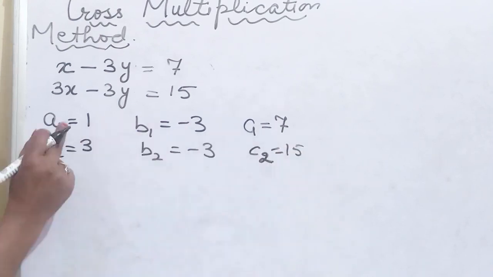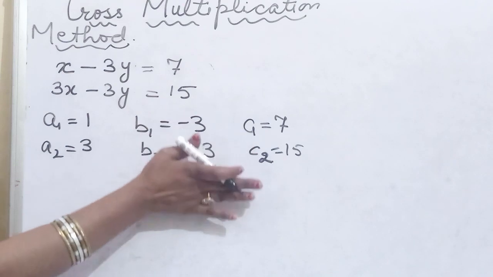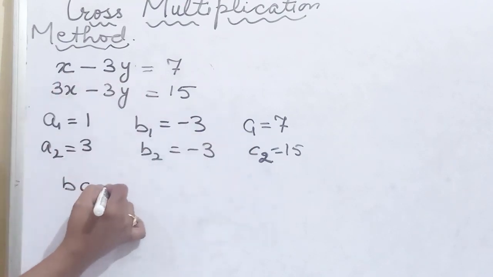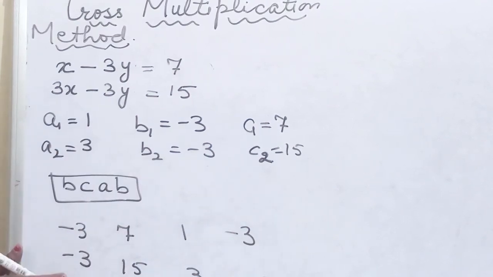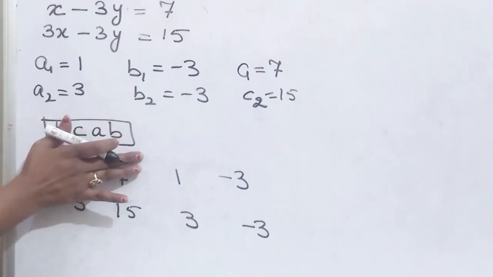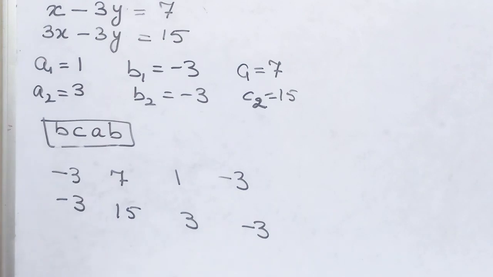So after getting the values of A1, B1, C1, A2, B2, C2, what do I have to do? I write these numbers again in the sequence B, C, A, B. What does it mean? First, I write the numbers starting from B: B1, B2, that is minus 3, minus 3. Then C, which means 7, 15. Then A, which means 1, 3. Then again B: minus 3, minus 3. So you have to write down the numbers in the form B, C, A, B. These are the coefficients of y, these are the constant terms, these are the coefficients of x, and again these are the coefficients of y.